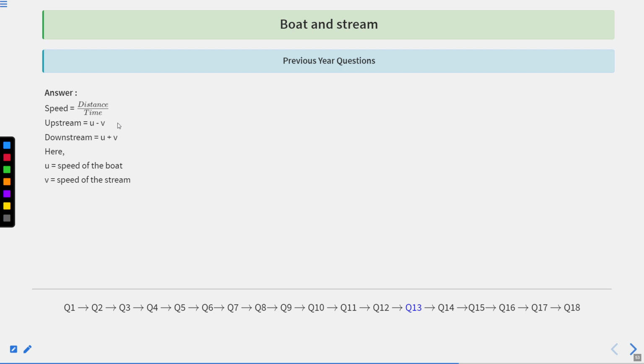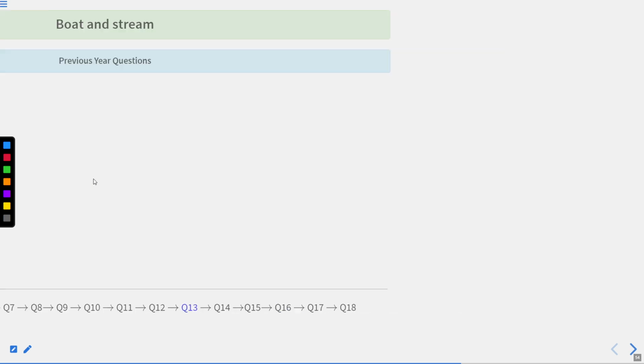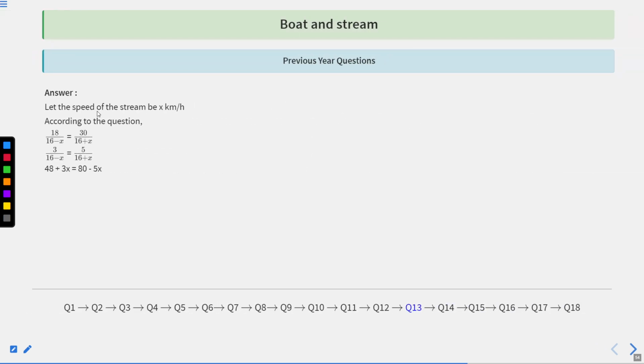First of all, speed equals distance upon time. Upstream equals u minus v. Downstream equals u plus v. And here, u equals the speed of the boat and v equals the speed of the stream. Let the speed of the stream be x km per hour.